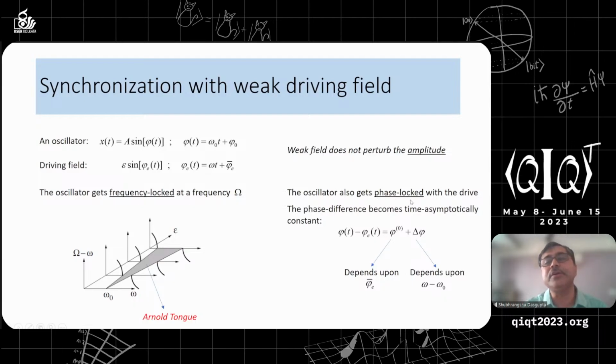Okay, so the oscillator also gets phase locked, and the phase difference will remain constant in the long time limit. It will be at a constant value phi 0. This phi 0 and the phi 0 for the oscillator are a little different. This phi 0 depends upon the initial phase of the field, and the phase difference delta phi will depend upon the frequency difference between the oscillator and the driving field, the so-called detuning.